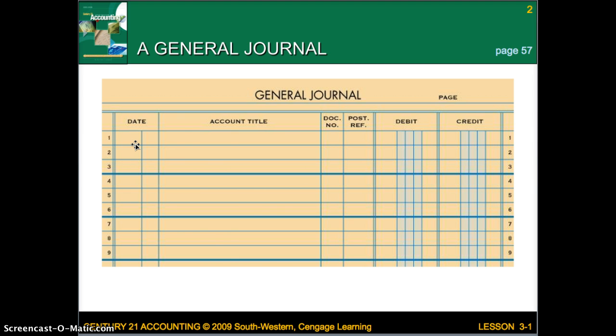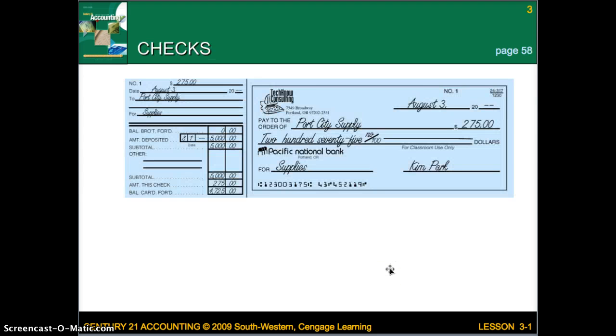Okay, this is what your general journal looks like. So you'll have your date, the account title, so the accounts that are being affected. Okay, we will talk about your doc number and your post reference number later. Here's your debit column and your credit column.